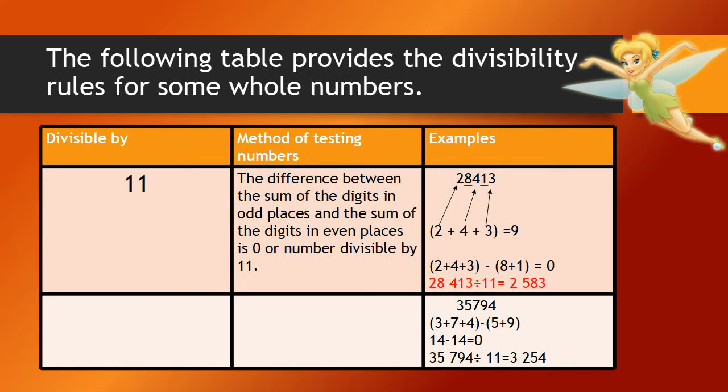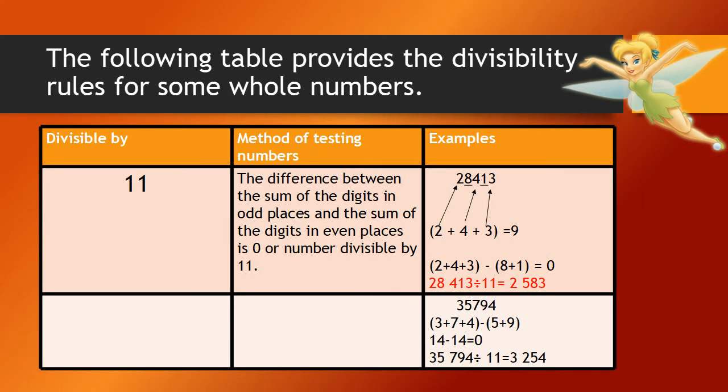Divisible by 11. The difference between the sum of the digits in odd places and the sum of the digits in even places is 0, or the number is divisible by 11. Examples: 28,413. So the digits in odd places are 2, 4, 3, which is 9. And then the even places are 8 and 1, which is also 9. So 2 plus 4 plus 3, which is 9, minus 8 plus 1, another 9, is 0. So therefore, if you compute 28,413 divided by 11, you will get 2,583.